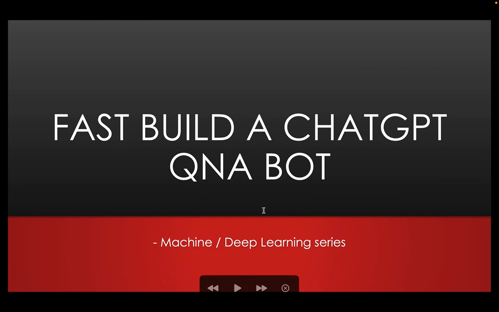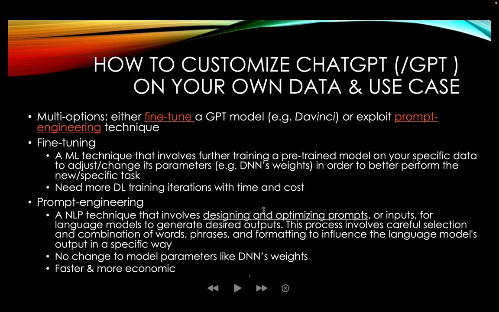In my previous session, I introduced how to quickly build a ChatGPT Q&A bot. But at that time, I was just using the GPT-3.5 DaVinci model APIs to build the question and answering bot. This time, let's do exactly the same thing, like for like, but using the ChatGPT API instead of the DaVinci API for the Q&A bot building.